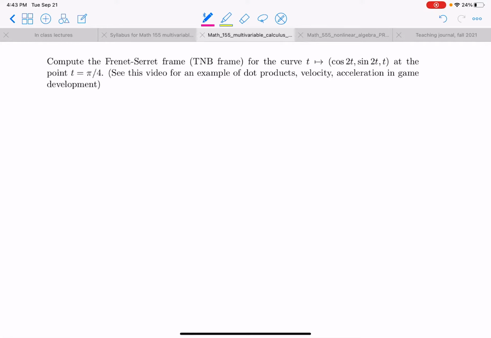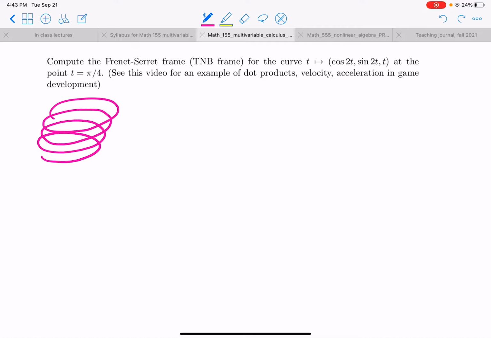Okay, hello everybody. Compute the Frenet frame, or TNB frame, for this curve at the point t, or time, equals pi over 4. Okay? Why pi over 4? Well, so that this will be easier to do, to plug it in. Okay, so in this case, the curve is a helix.